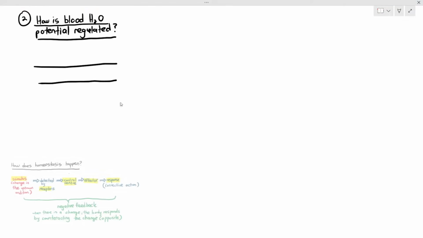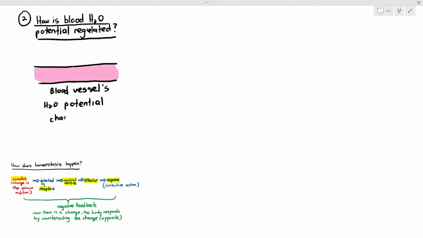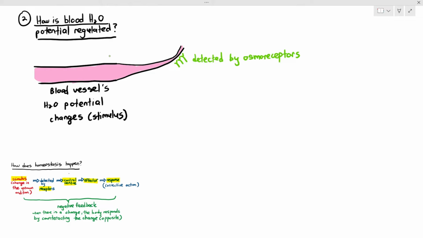As an example here, I'm just drawing out a blood vessel, and the blood vessel's water potential changes. Let's say there's too much water inside the blood or too little water inside the blood. That is referred to as a stimulus. Remember, a stimulus must always be detected by receptors. In this case, the change in the blood water potential is detected by something called osmoreceptors. When you see the word osmoreceptors, these are a specialized type of cell that will be able to detect whether the amount of water or the water potential of the blood is too high or too low.